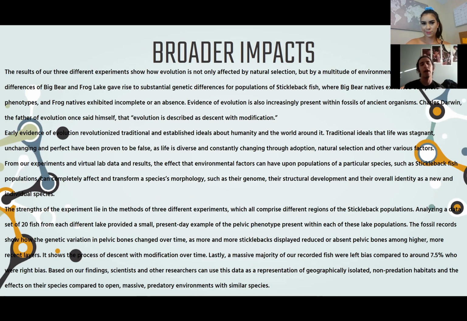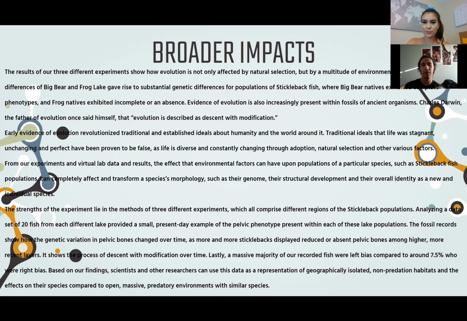Broader impacts. Why does this experiment's results affect the real world? How does it affect the real world? How does it affect us? Well, the results of our experiment show how evolution is not only influenced and affected by natural selection, but by a multitude of environmental and genetic differences among Big Bear and Frog Lake.